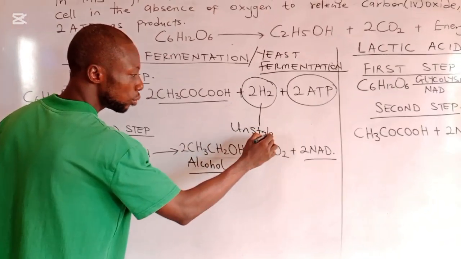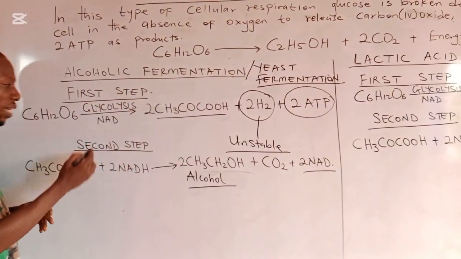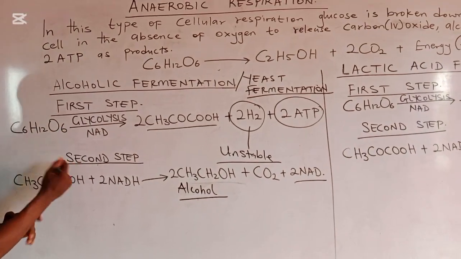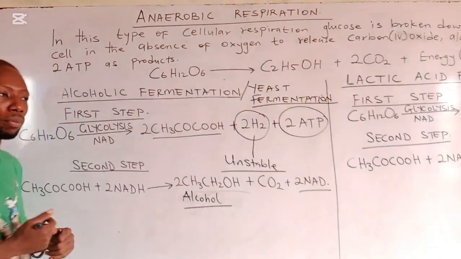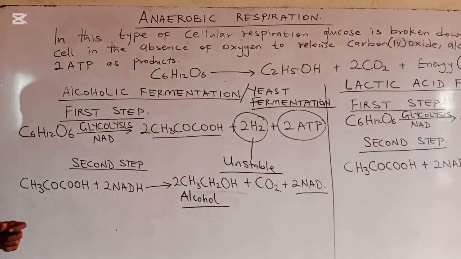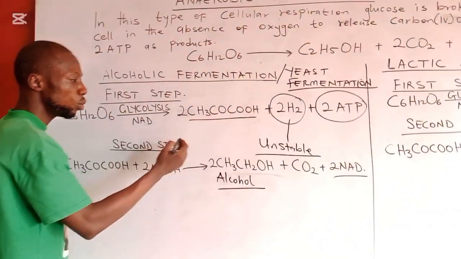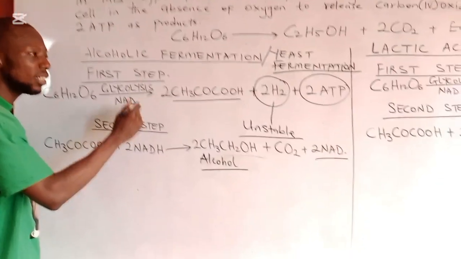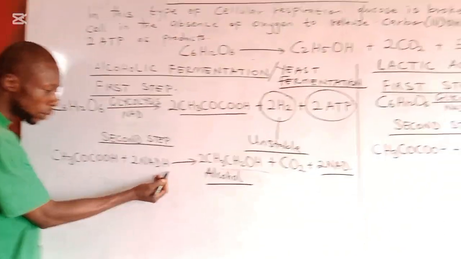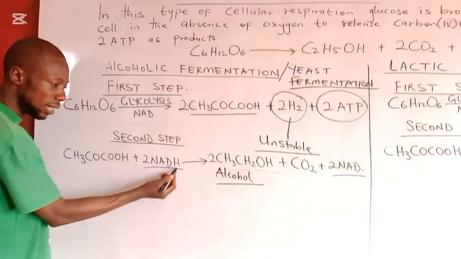Hydrogen is unstable, so if the enzyme is not there to control the process, hydrogen will escape from the reaction. So the enzyme is there to bind with the hydrogen ion because it has a strong affinity to bind with hydrogen. That's why it forms NADH.